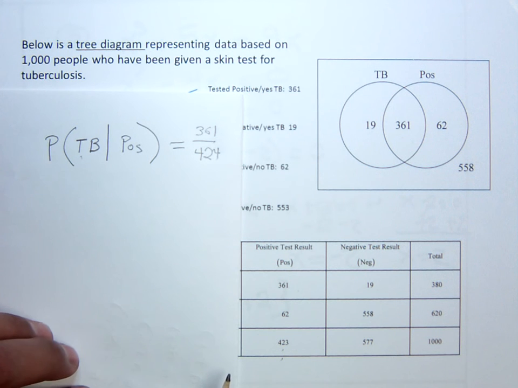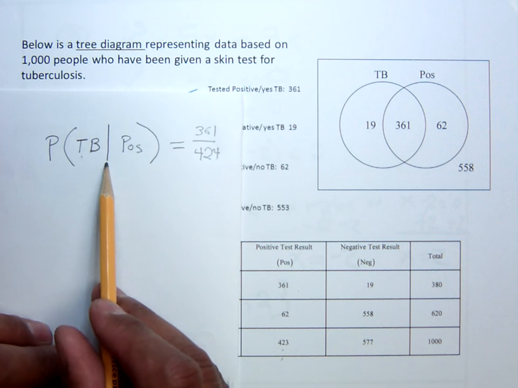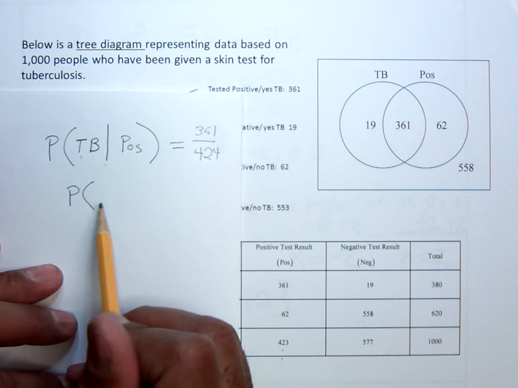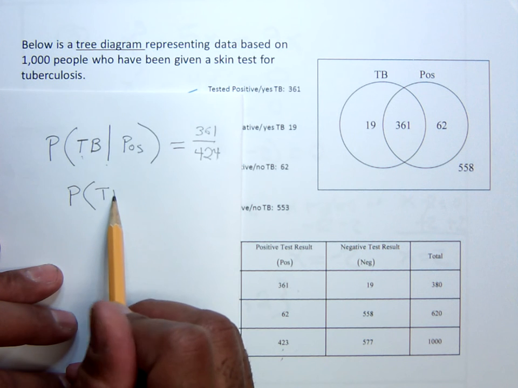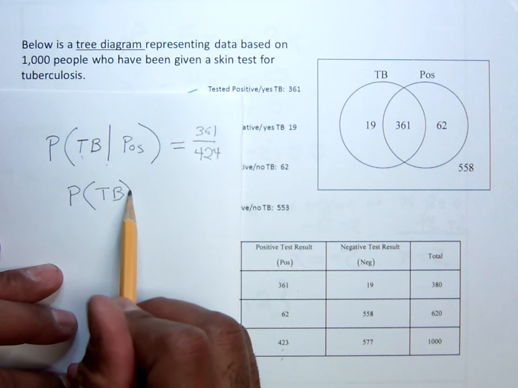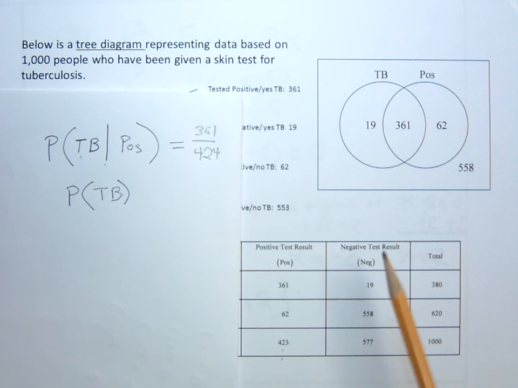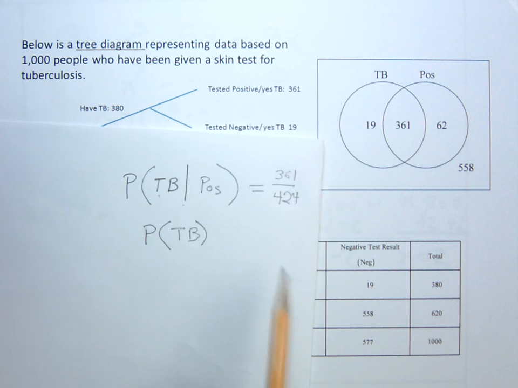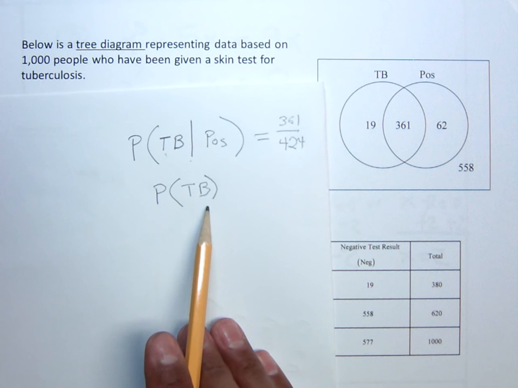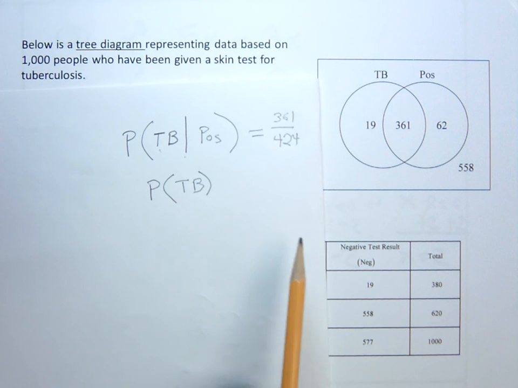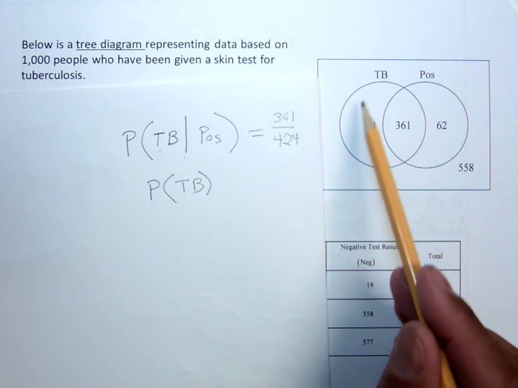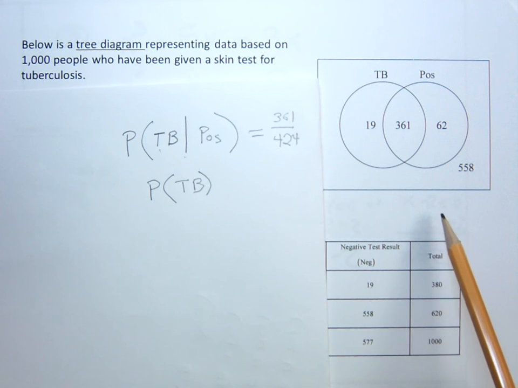You can also write unconditional probabilities where we don't have a bar here. For instance, we could ask the probability that somebody has TB, has tuberculosis. And to find that, we can look at either this Venn diagram or the table or the tree diagram. We'll do all three. So the probability that someone has tuberculosis from the Venn diagram is going to be the people that are inside of the tuberculosis circle, the TB circle, divided by how many people we have all together.